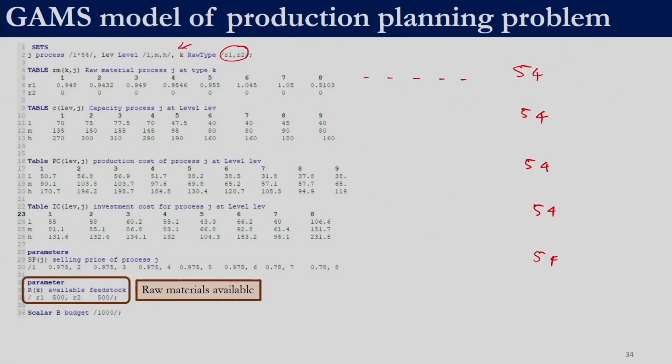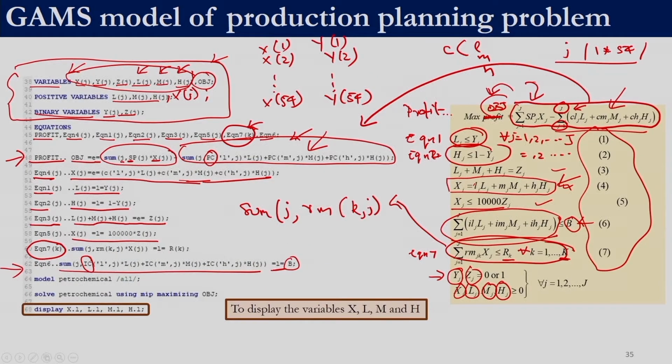If you look into this table, K was the type of raw material, which was in the row, and the processes are in the column. That is why we write Rm of K comma J multiplied by X of J. That has to be equal to capital R of K. Capital R is a parameter which will contain two values because it runs over the set K. The set K has values of R1 and R2. Now we have coded all the equations which we have developed in GAMS.